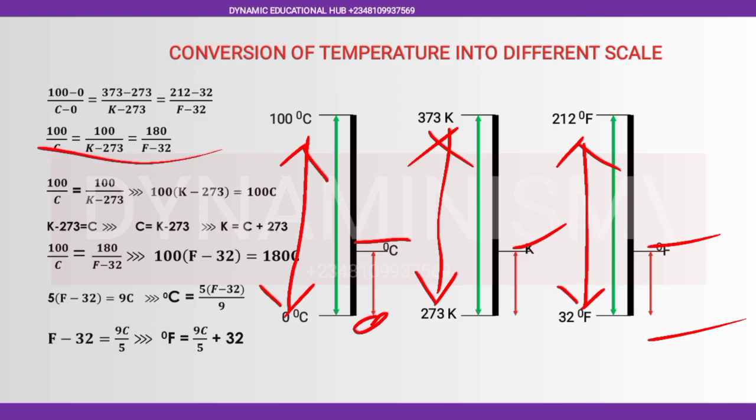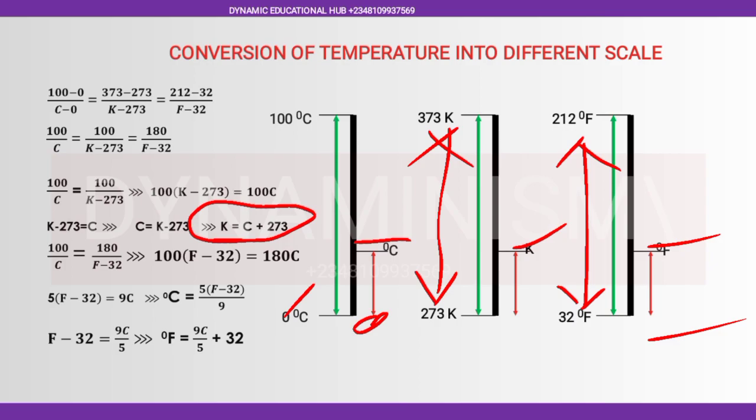Pair them one after the other. If you pair these two together and you solve the mathematics, you cross multiply, you get this. Just try it: pause this video and try this yourself. At the end of the day, you are going to get K equals C plus 273.